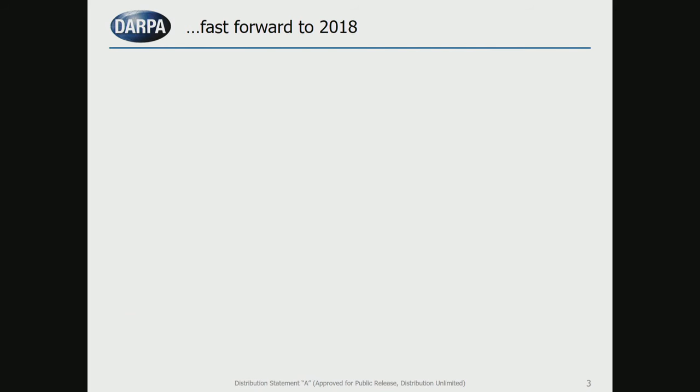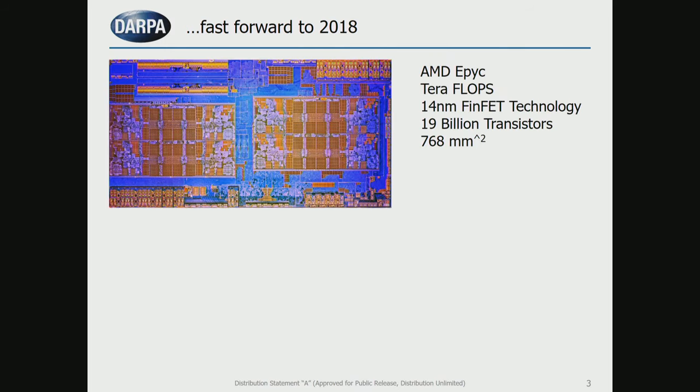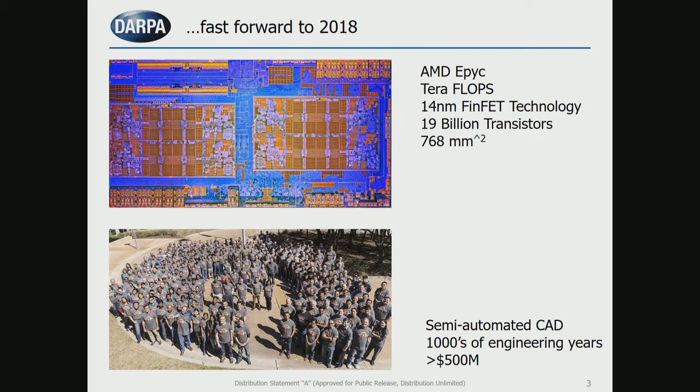And you go forward to 2018. What does it take to make a state-of-the-art design today? Take something like the AMD EPYC: 20 billion transistors or so, miles of wiring. It's a beast, with teraflops of performance. But it takes a village: hundreds of people to get it right.